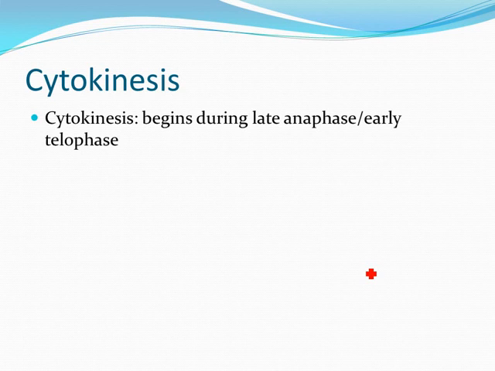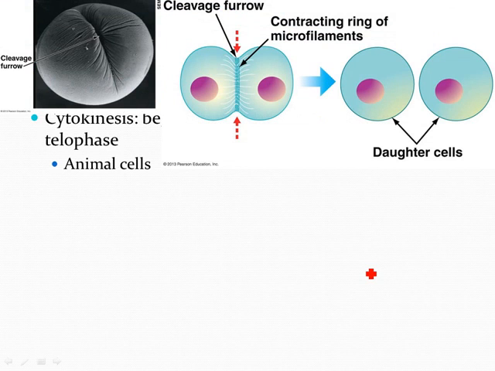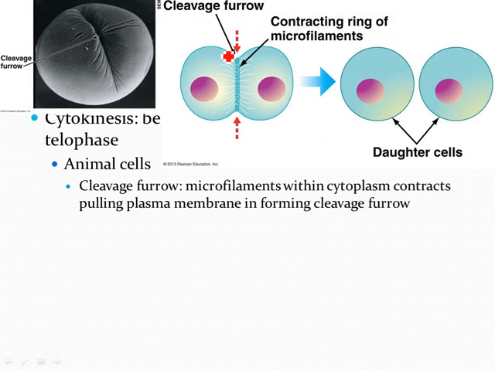Alright, cytokinesis, we already talked about this, how it begins at the very end of late anaphase or early telophase. And in animal cells, they form this cleavage furrow, and this is due to these microfilaments pulling on the inside of the plasma membrane. And when they pull it from the inside of the plasma membrane, it's going to cause this indentation called this cleavage furrow.